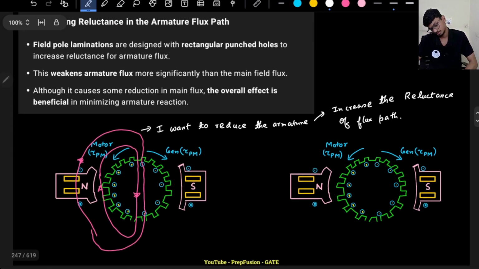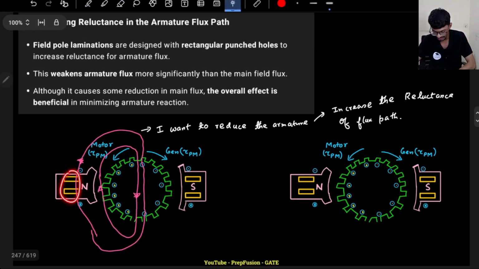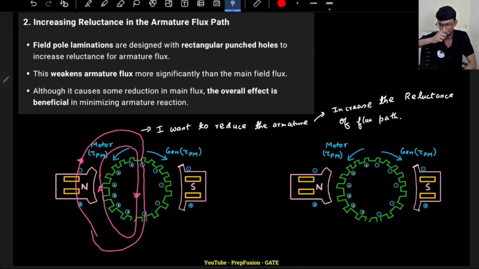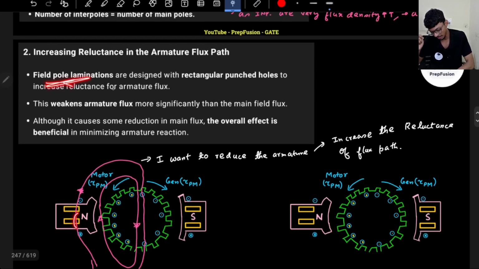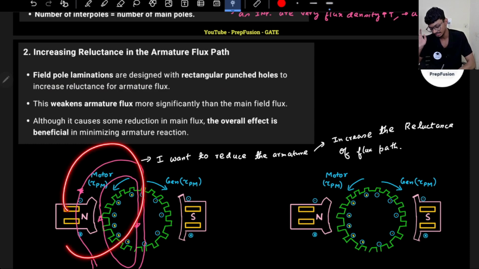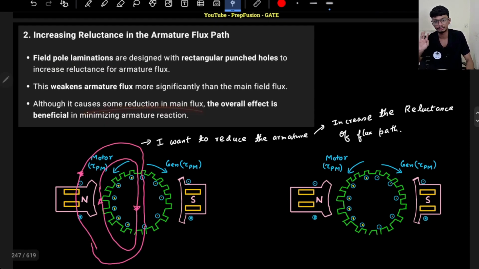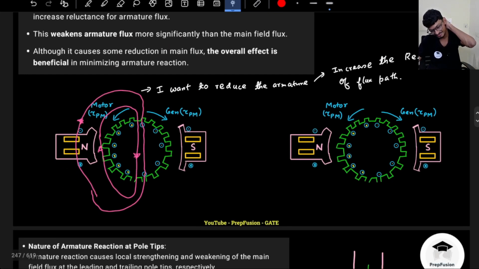Okay, so how can I increase it? These field poles are very good for flux to pass. So we can punch holes here so that the reluctance of this path is higher, so that the flux is lower. We can do field pole laminations, which also make the reluctance higher. Along with that we can do rectangular punched holes, which increase the reluctance so that armature reaction is significantly reduced compared to the main field pole flux.